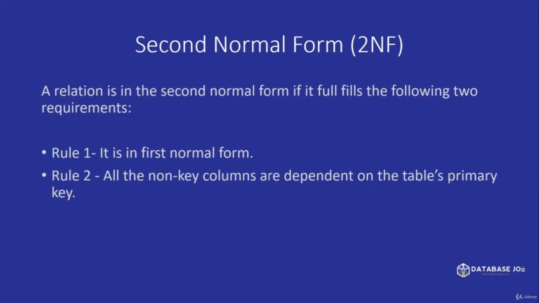A table is in the second normal form if it fulfills the following 2 requirements. It is in first normal form. All the non-key columns are dependent on the table's primary key.